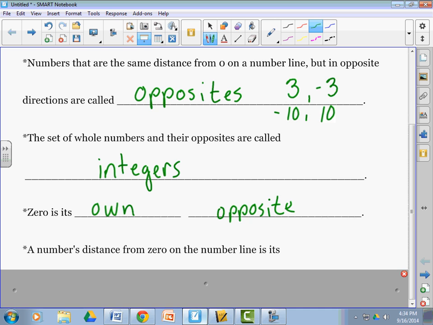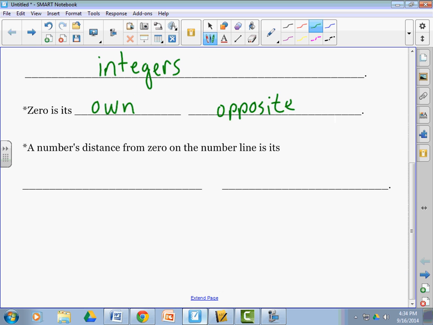And then the last term in this portion talks about a number's distance from 0 on a number line. Very important concept here. You may have seen this or noticed this term up above, but a number's distance from 0 on a number line is referred to as a number's absolute value. I don't know why I put those on 2 separate lines, but either way, absolute value is a number's distance from 0.